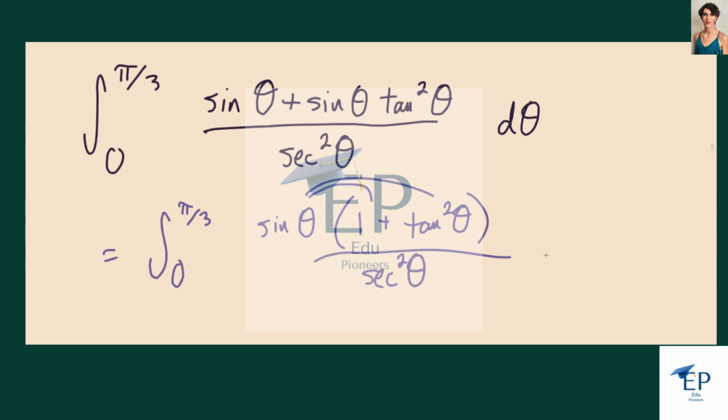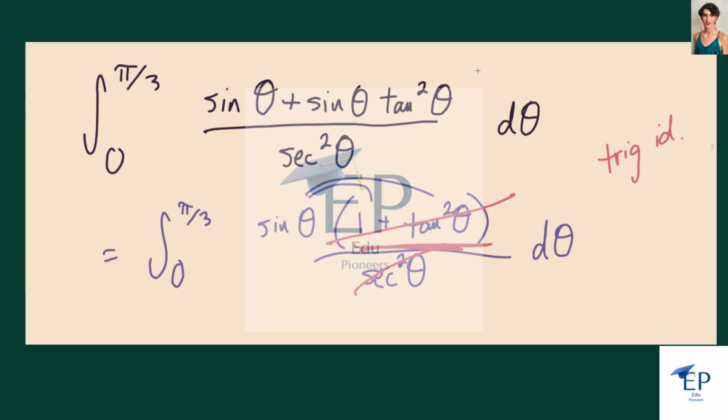But in pre-calc or even Algebra 2, we learned that 1 plus tangent squared is always equal to secant squared. So that's a trig identity. If you're confused, I would tell you to Google it or go back to pre-calc. That 1 plus tangent squared is equal to secant squared. So we can cancel those two things out.